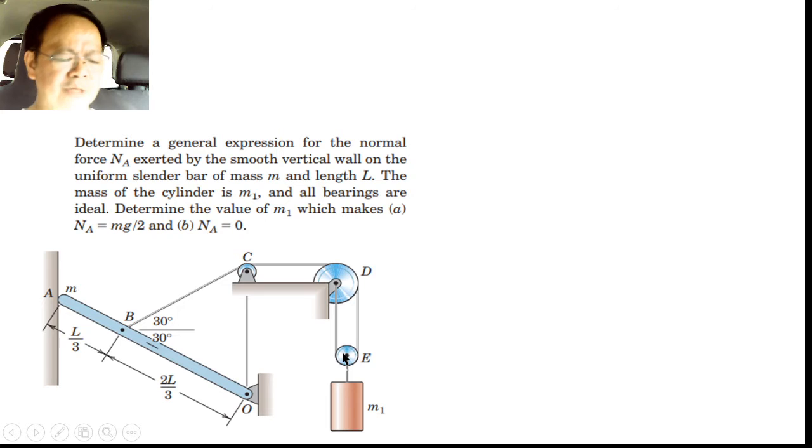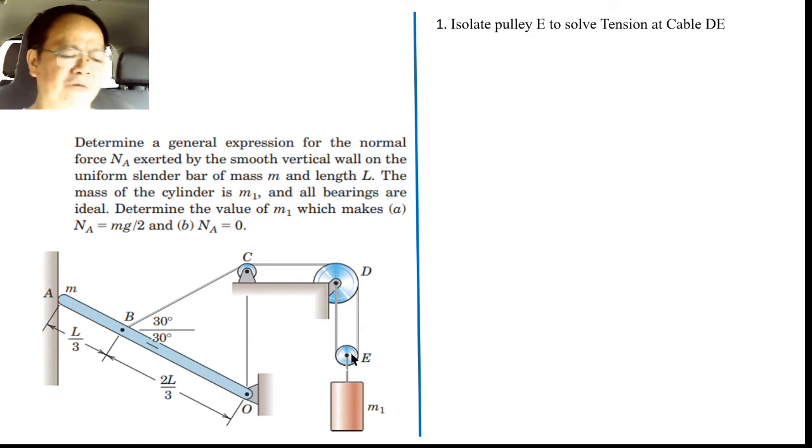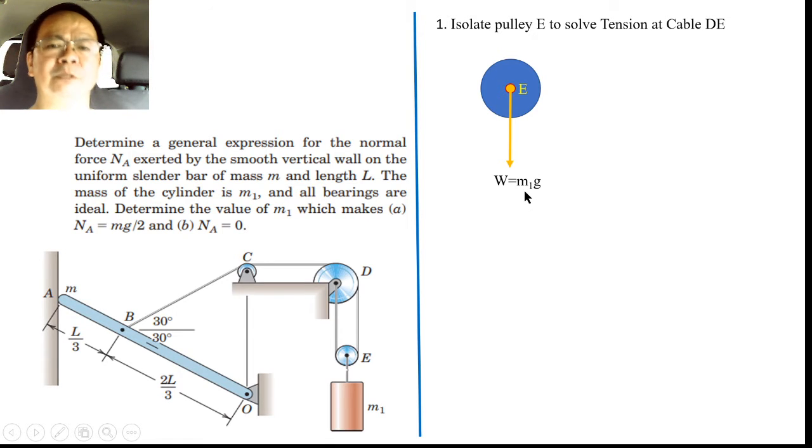So if we shall be isolating pulley E as an FBD, from here, we can solve for the tension on the cable DE. And that is, okay, drawing here, if we shall be having that as our FBD, then at point E, there is a weight that is acting due to the mass of the cylinder. And that weight will be equal to the product of m sub 1 times the gravitational attraction of the Earth.